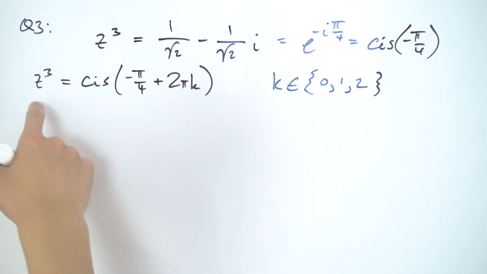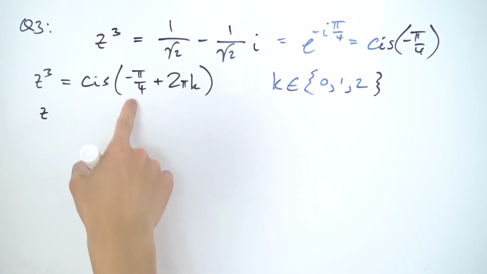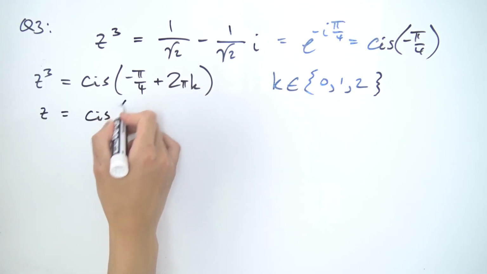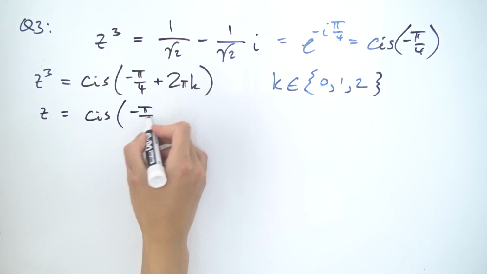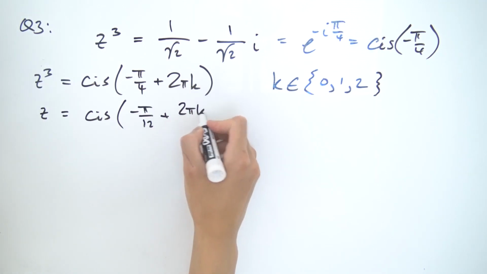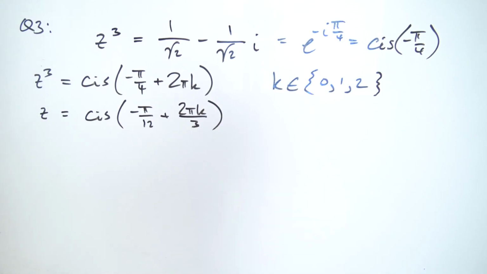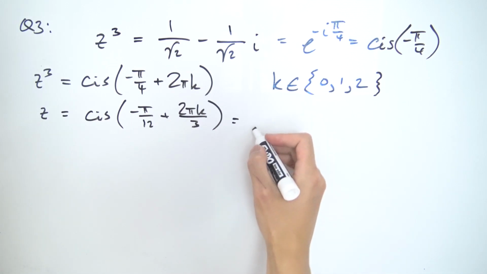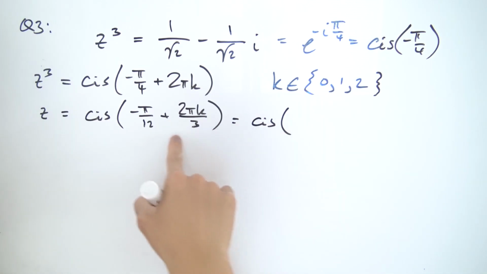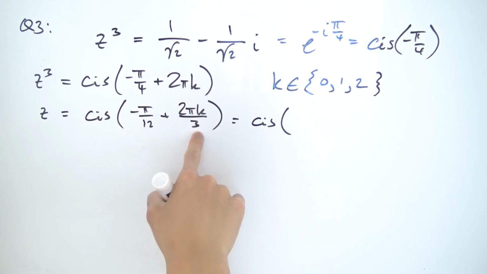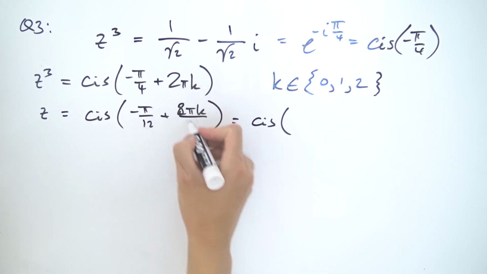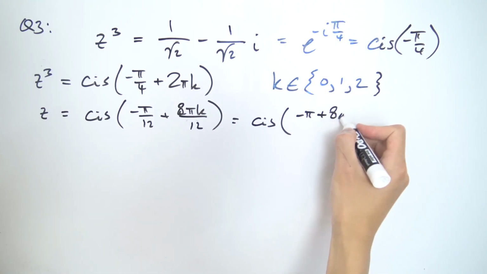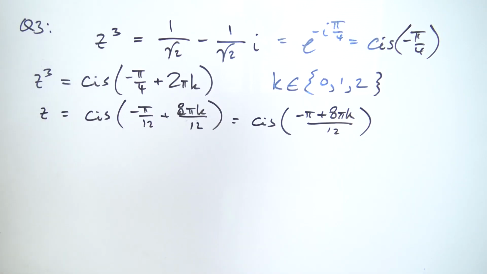So now we can take the cube root on both sides. So if you take the cube root, you're dividing the argument by 3. So z is equal to cis of minus pi over 12 plus the 2 pi k over 3. And just to make things easier later on, let's combine these two fractions together. So this is cis of, well, we want to multiply top and bottom here by 4. So this is the same as 8 pi k over 12. So we have minus pi plus 8 pi k over 12.